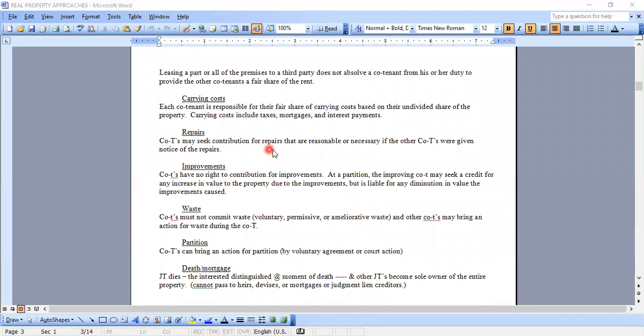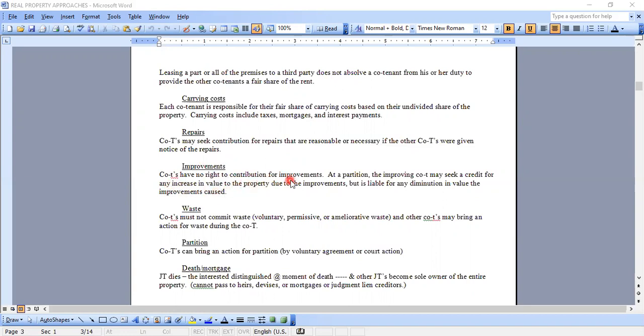Repairs: co-tenants may seek contribution for repairs that are reasonable or necessary. They need to be reasonable or necessary. And the other co-tenants must have been given notice of the repairs. This comes on all the time in MBEs. If they weren't given notice of the repairs, but they want their contribution from the other tenant, that can't happen. You need to give them notice first of what they're doing. Is it reasonable? Is it necessary?